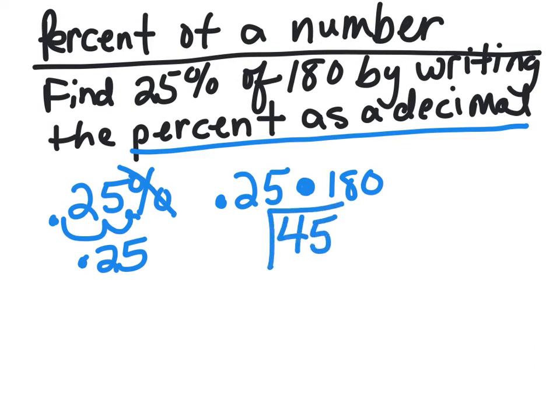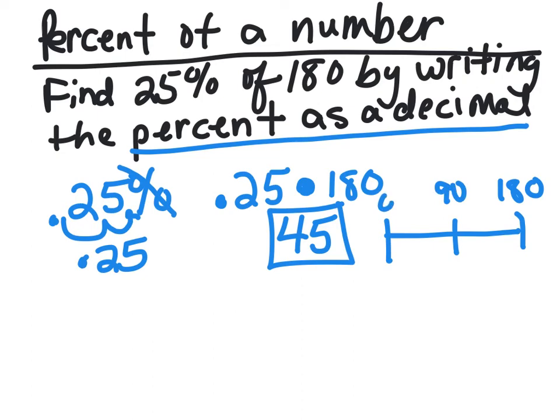45. And so if I was to estimate that, and I should have estimated it first, so if I was to say this was 100 would be 180, half of it would be 90, and this would be half. And if I was to say 25, I'd get right here, and sure enough, that would be 45. So that was a nice estimate. Should have done that first, but 25% of 180 is 45.